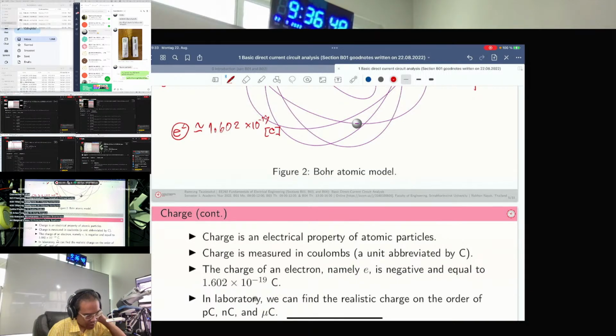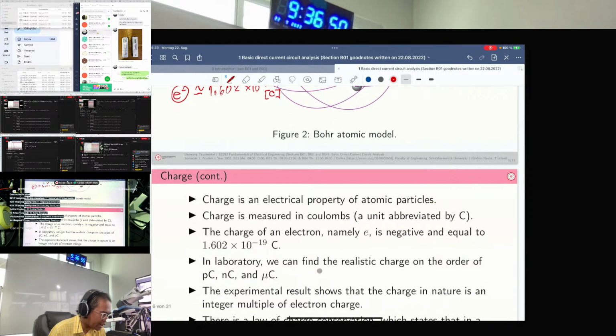Okay, in the laboratory you can find the realistic charge on the order of picocoulomb, nanocoulomb. And what is this? What is that? It's microcoulomb, right? And what is the order of picocoulomb?